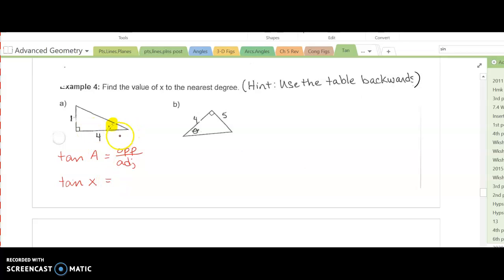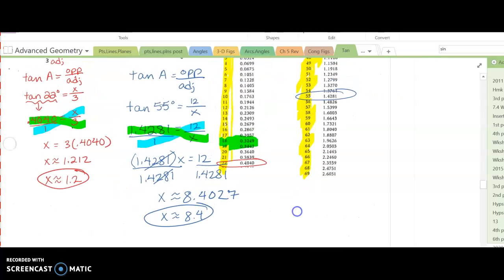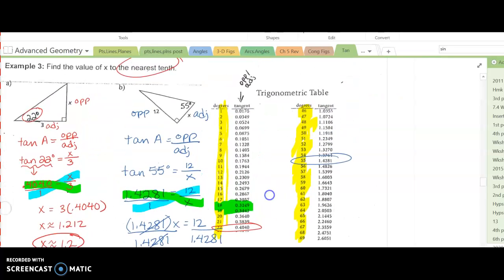And then let's see, across from X, this is the opposite side. Next to X, this is the adjacent side. So 1 over 4. Okay, so 1 divided by 4 is 0.25. So what we're going to have to do this time is use the table backwards, because last time we were looking up the degrees, this time we're looking up the opposite to adjacent ratio. So we're looking for 0.25.